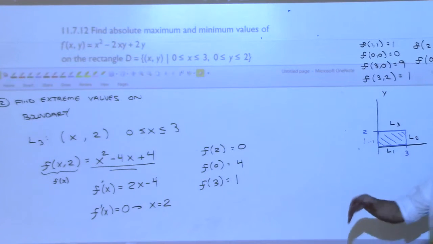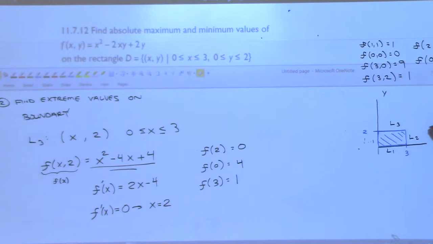So on your test next week, I'm going to give you a boundary. It's going to be a 16-sided polygon that you're going to have. No, I'm just kidding.